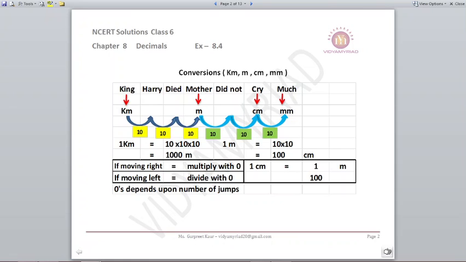So 1 centimeter will be equal to 1 upon 100 meters. Similarly, suppose I want to find out meters to centimeters. Then it will be multiplied. For meters to centimeters, I am moving forward. Just remember, when I am moving forward, I will be multiplying it. If I am moving backwards, I will be dividing it. Is it very clear? It's very simple. Just learn this chart. King Harry died, mother did not cry much. Based on moving forward or moving backward, you will very easily find out the conversions. Let's begin with the exercise.